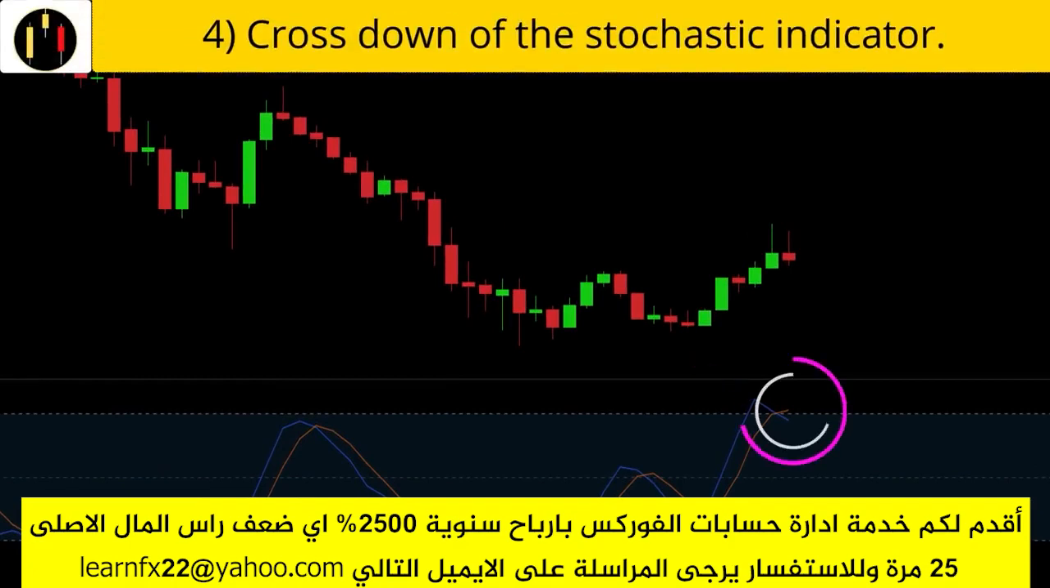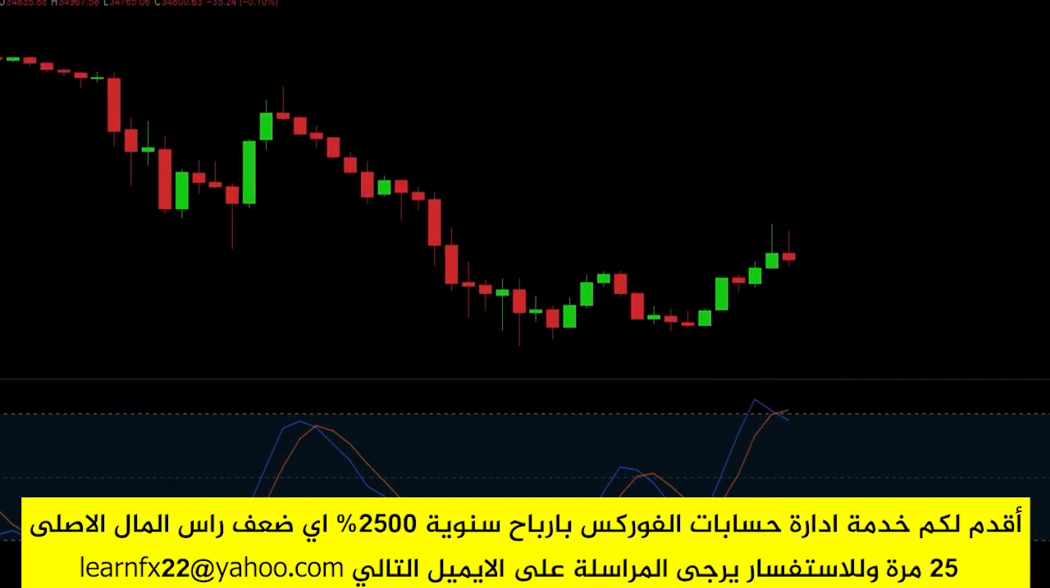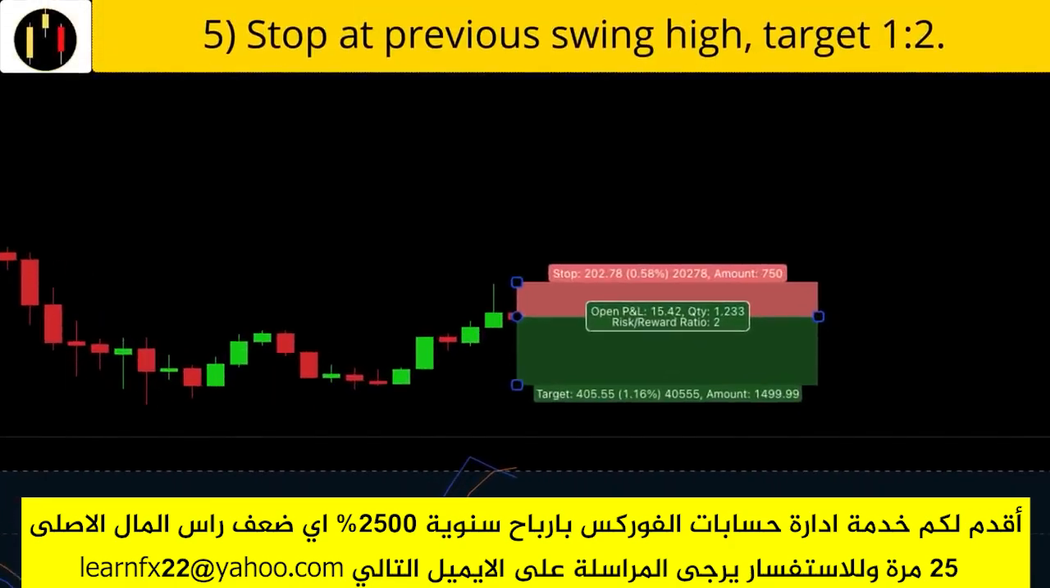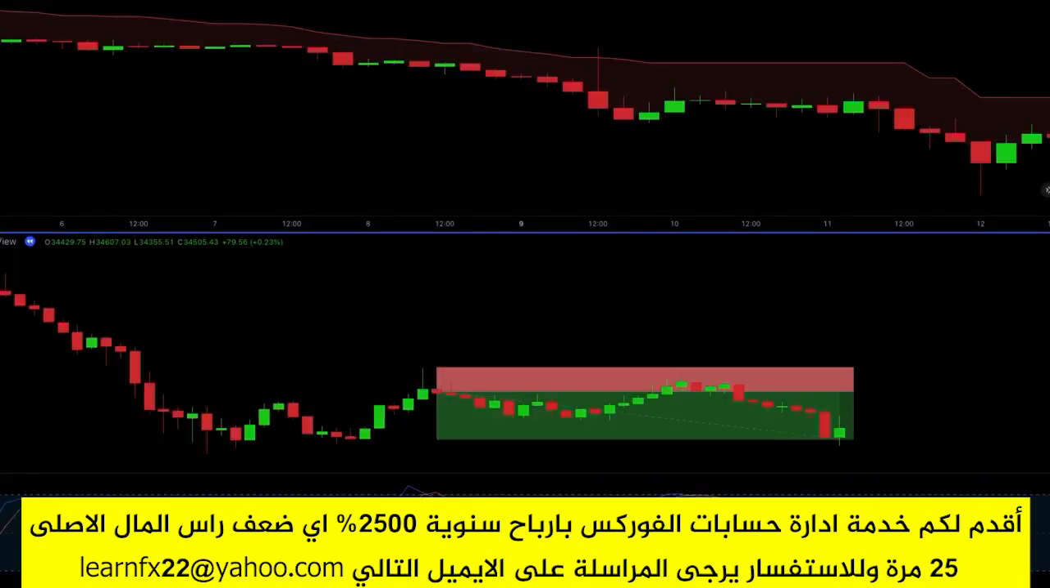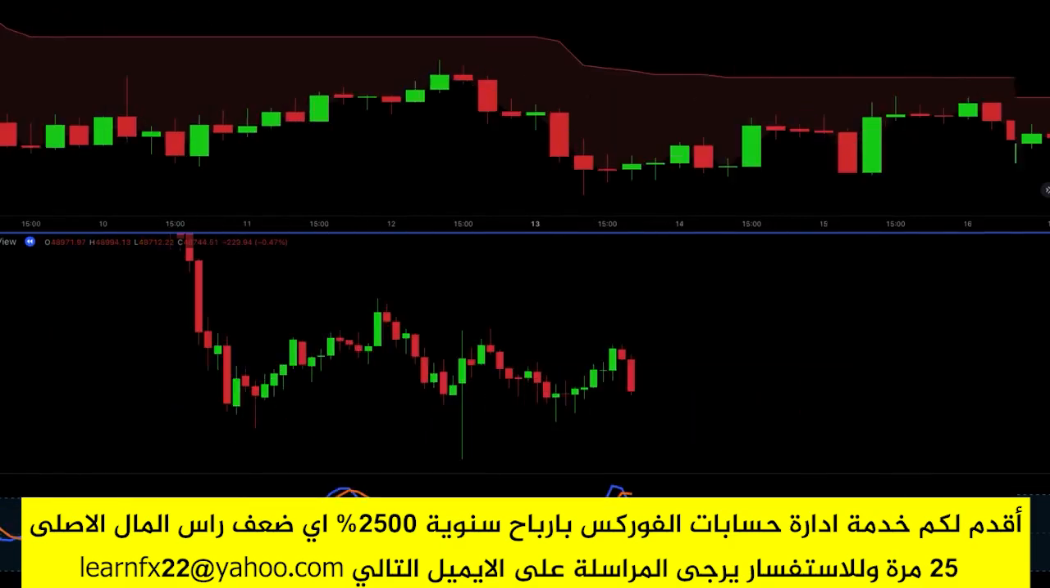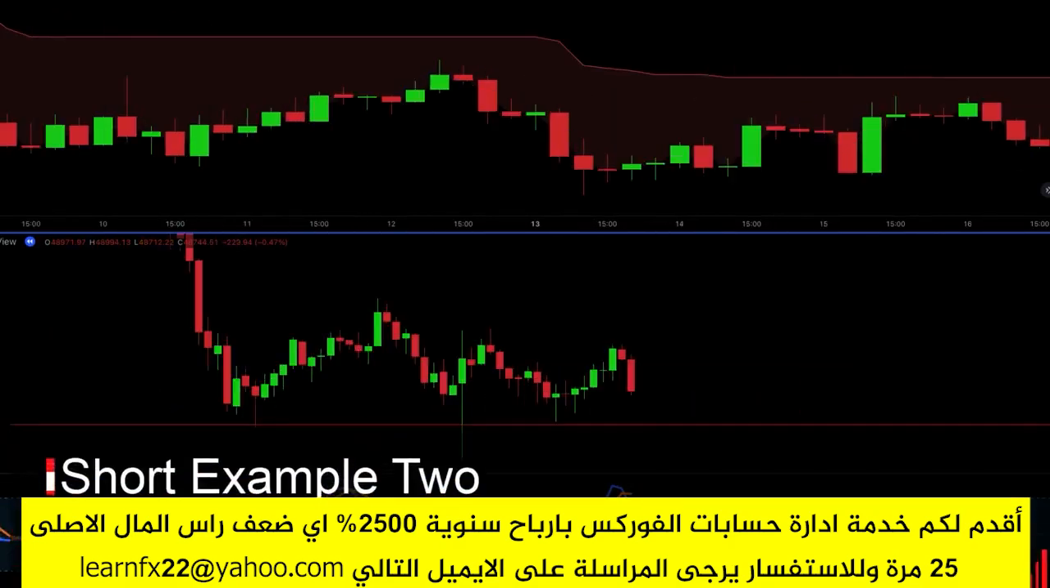Finally, there is a cross down of the oscillator. Our rules converge on this candle and it serves as our trigger. The stop is placed at the previous swing high and the target is 2 times risk. And after almost stopping out, short example 1 hits the target. I'm going to show you one more quick short example.